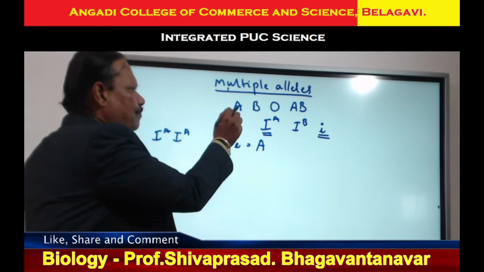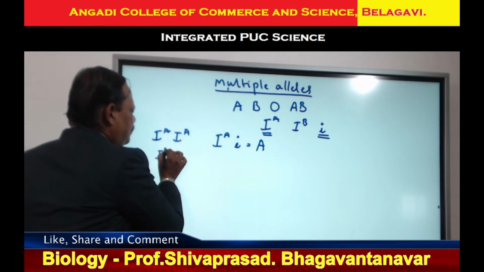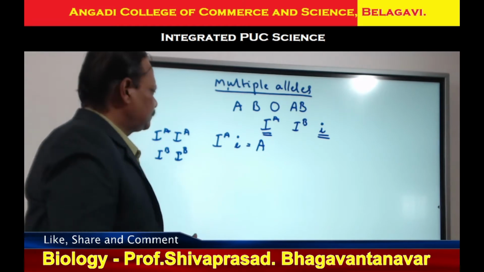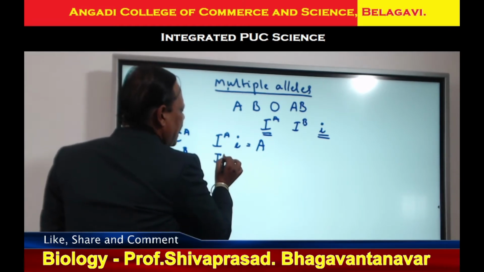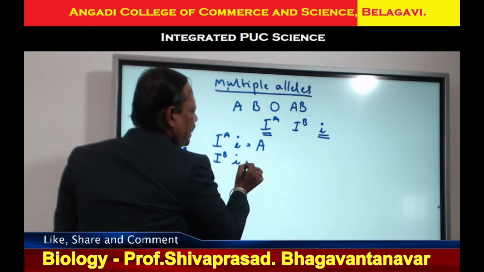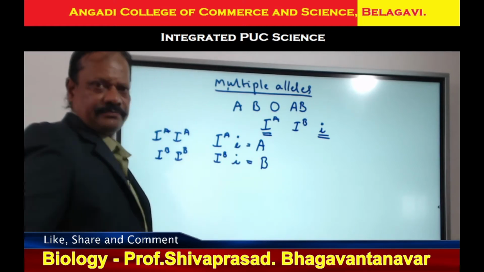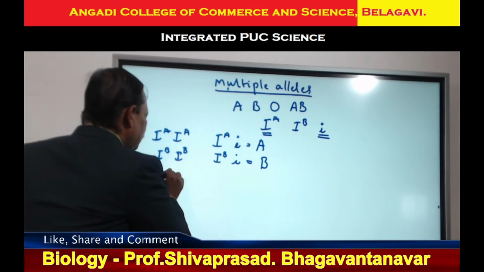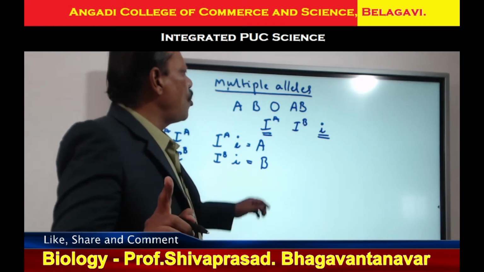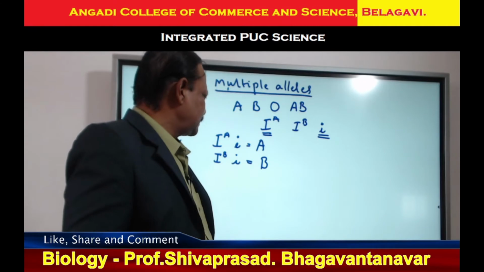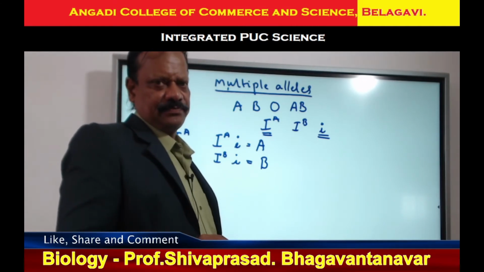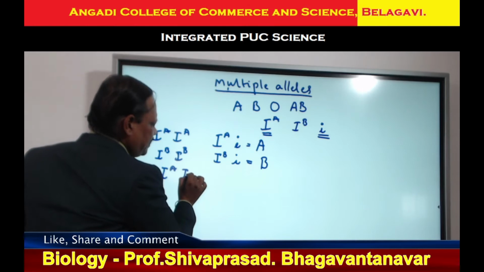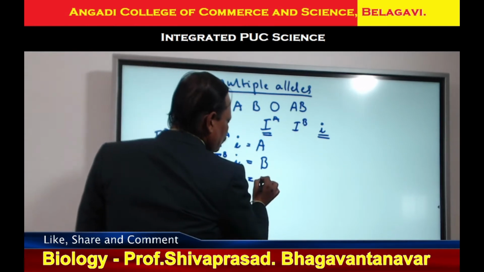Now, coming to B, here IB IB is the homozygous condition in case of blood group B, and heterozygous if we are taking IB and small i, it will become blood group B. Now see, we are coming to AB. AB here in case of this, both sugars are present. So as a result, small i is not represented. So here IA and IB, it makes blood group AB.